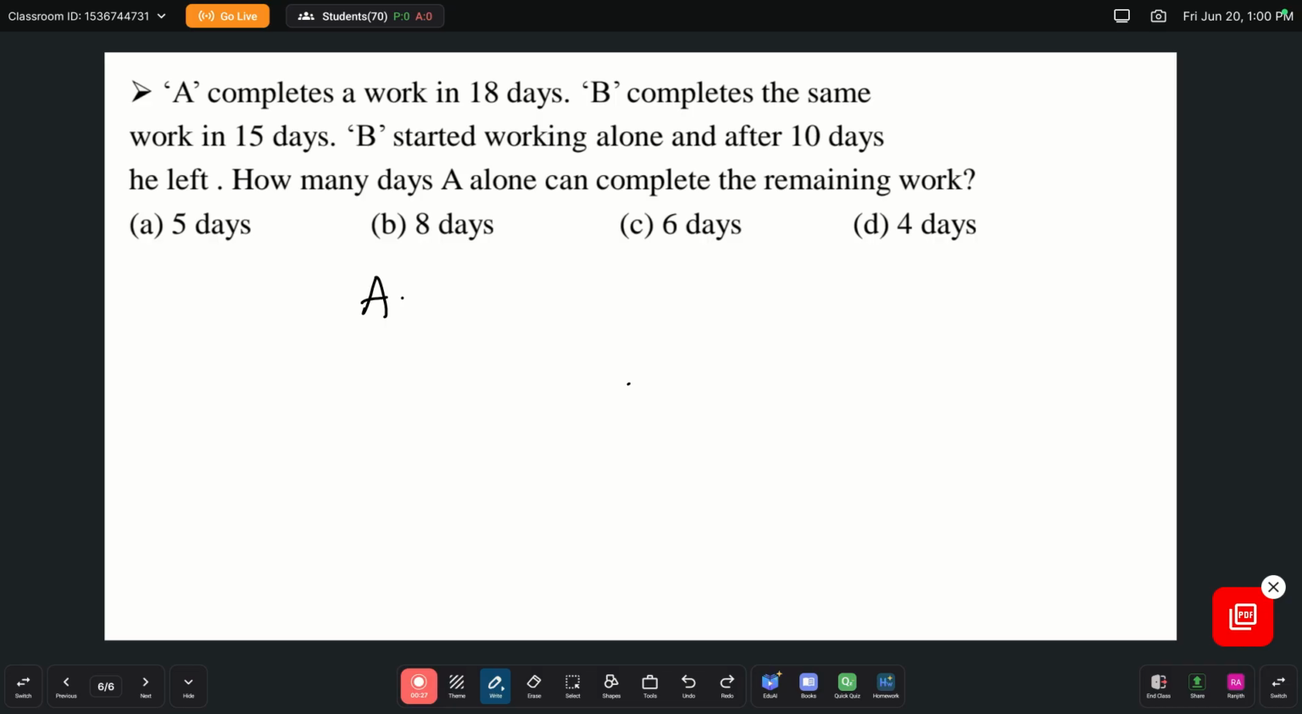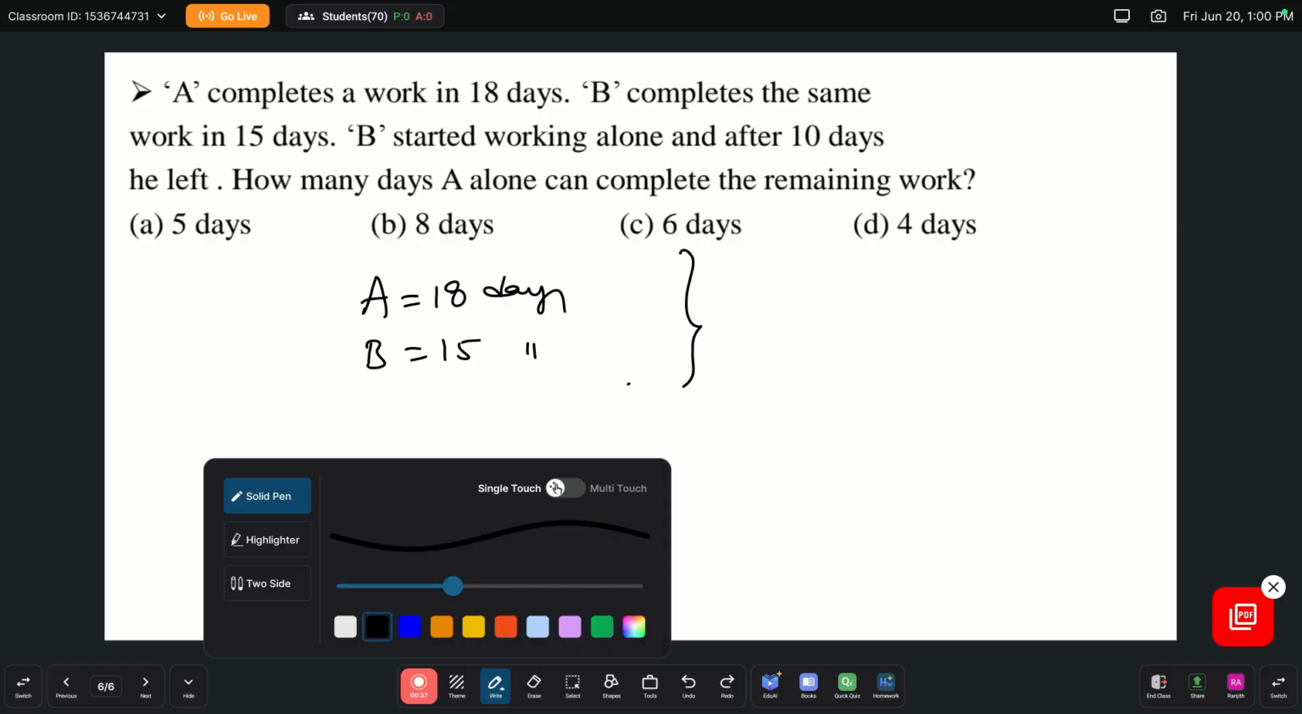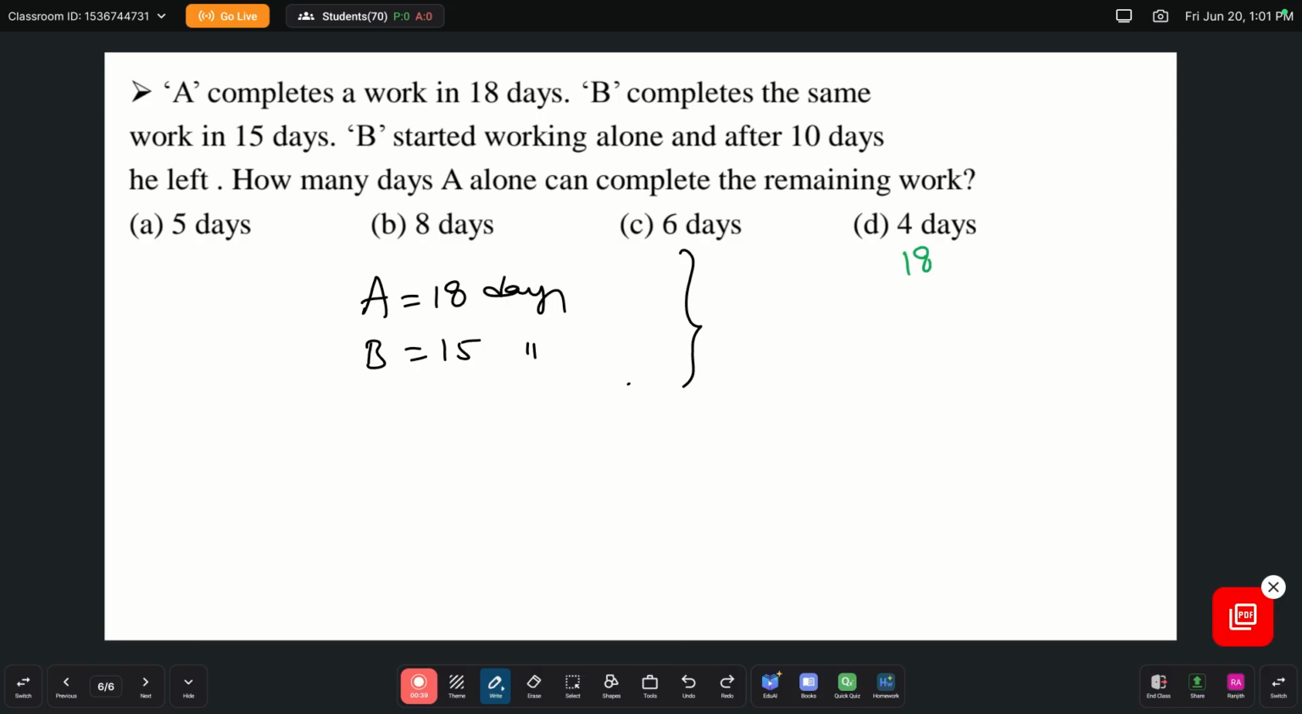A can complete the work in 18 days, B can complete the work in 15 days. Now we need to find the LCM of 18 and 15. The LCM of 18 and 15 is 90 units. A is doing 90 units of work in 18 days, and the efficiency of A: in the 18 table, 90 we get 5 times; in the 15 table, 90 we get 6 times.